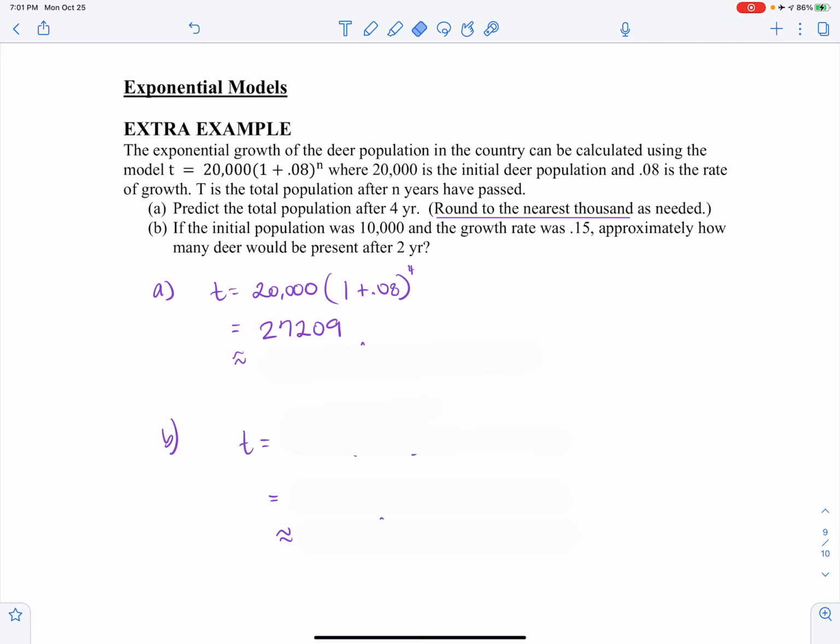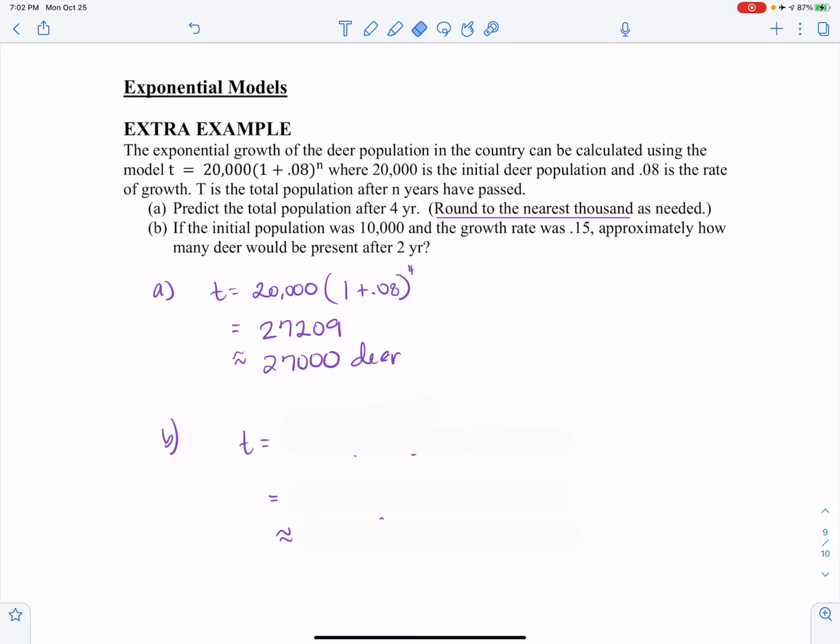So we're not going to, and by the way, you cannot have part of a deer. So, if your calculator said that you had 27,209 and 0.78, it's kind of going to get messy if you have 78 hundredths of a deer. So be careful about that. You cannot have a part of a deer without it getting messy. But this was asking us to round to the nearest thousand. So this is going to be 27,000 deer approximately in 4 years.